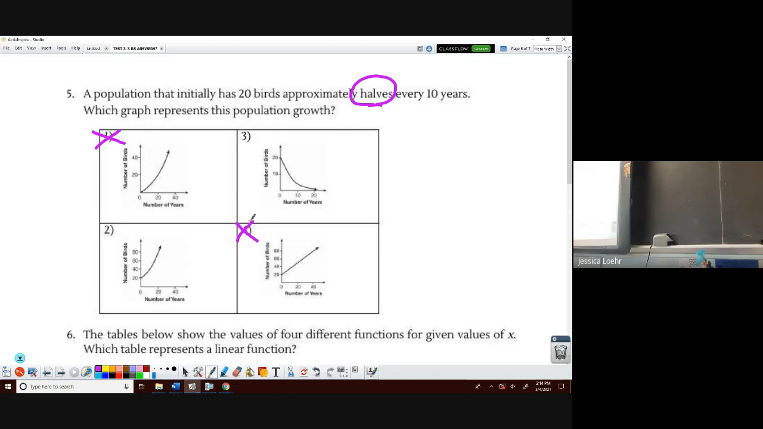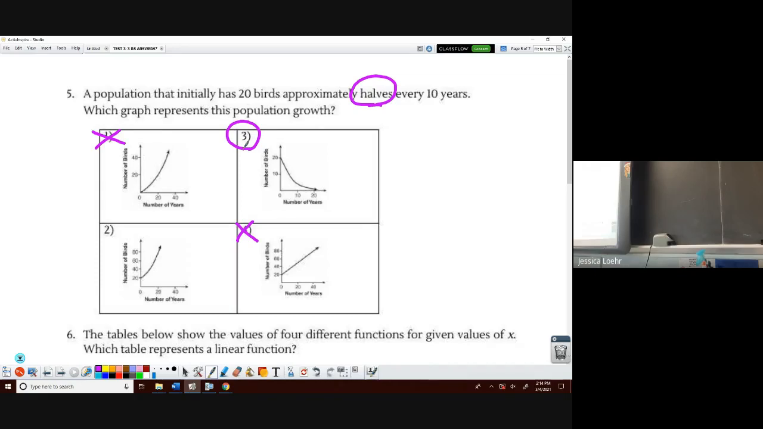Has to have a y-intercept of 20. Both of these have that. It's halving, so that means it's going down. It's decreasing. This is the only graph here that's decreasing. So it's choice 3. If it said it was doubling or tripling, it could be this graph because that graph starts at 20 and it's exponentially growing.